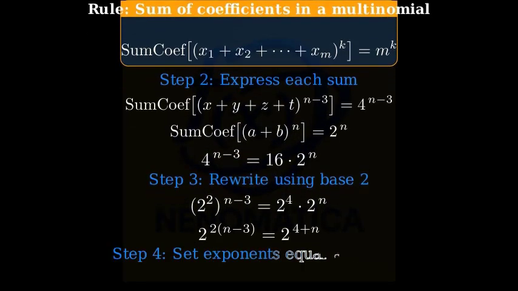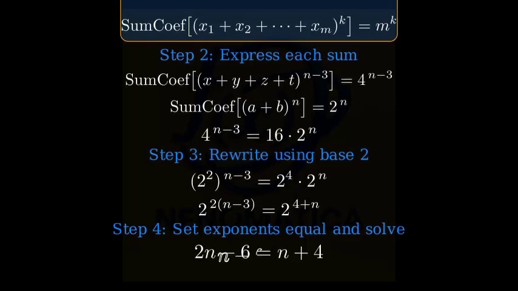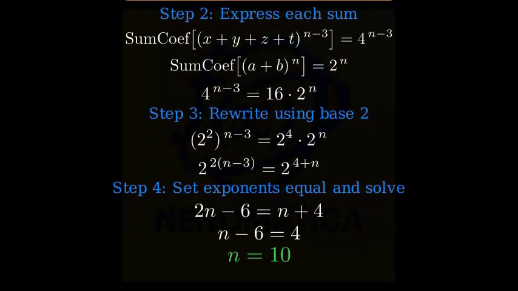Step 4. Set the exponents equal. When a power of 2 equals another power of 2, the exponents must be equal. So we have 2n - 6 = n + 4. Subtract n from both sides to get n - 6 = 4. Then add 6 to both sides to get n = 10. Therefore, n equals 10. Great work!